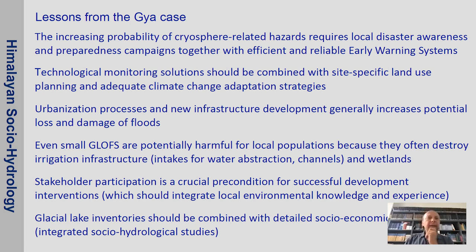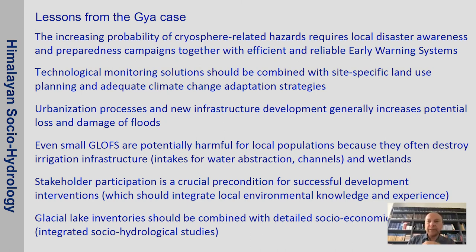Technological monitoring solutions are important, but they should always be combined with site-specific land use planning and adequate climate change adaptation strategies. Of course, in many Himalayan areas, we have an urbanization process with new settlement parts in sensitive regions, also new infrastructure development. When you see, for example, the Chamoli event in Uttarakhand, the two hydropower installations in the upper part, this definitely always increases potential loss and damage of floods.